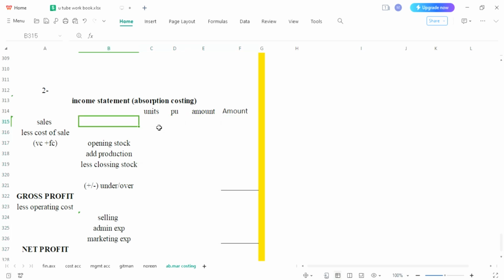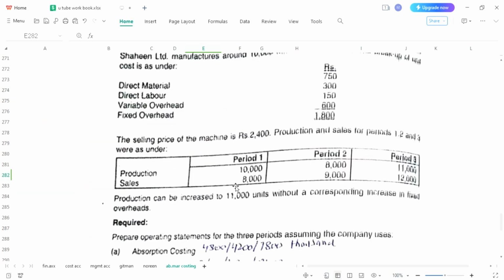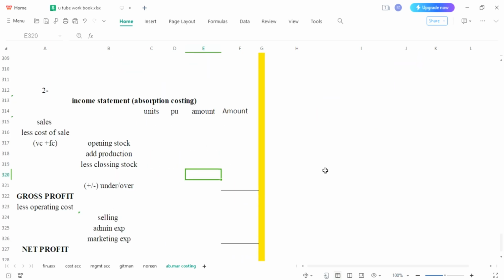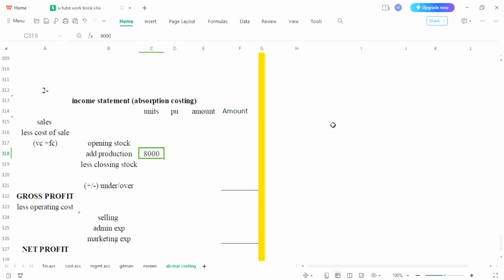So it was a little easy for me, but you will have to make everything again and again. For three parts, three statements you will make, and I can tell you another method with which you will write only statements. But right now we are focusing upon the second part. Okay, come over here. For second period, 8000 is units produced. So you will write 8000 over here, and units sold are 9000. So you will put 9000 over here.